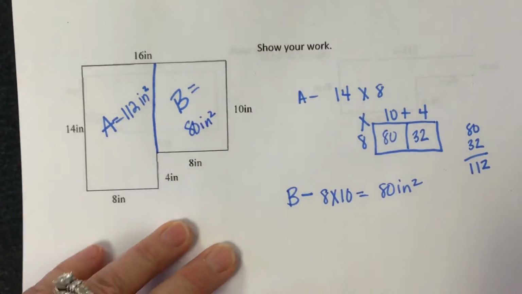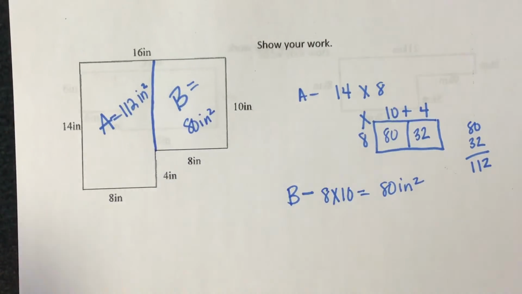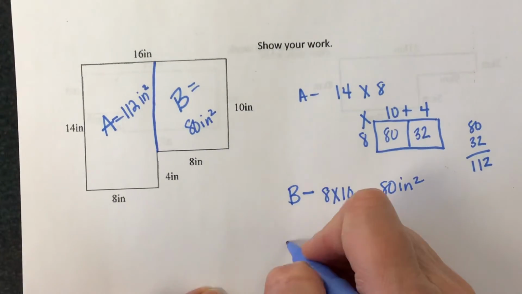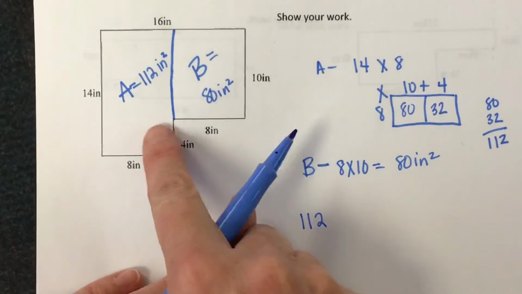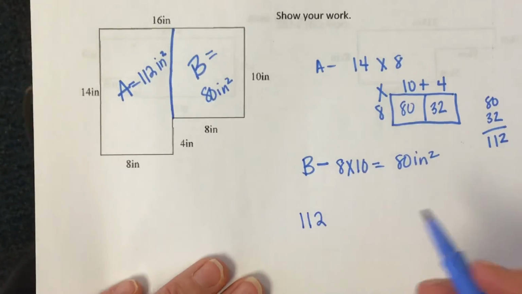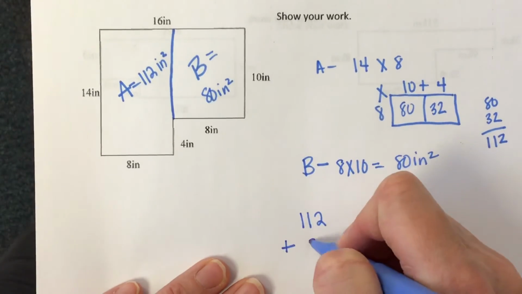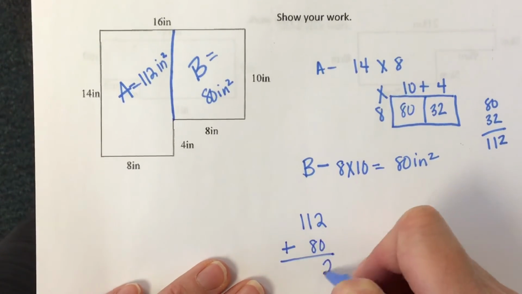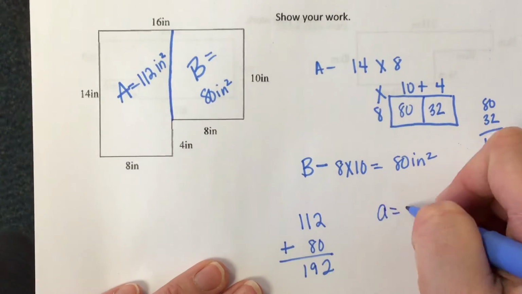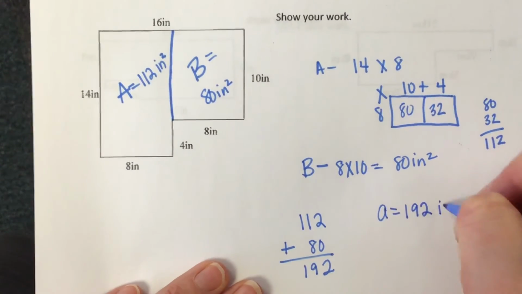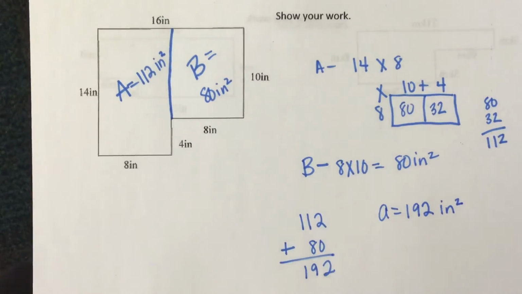So how do I figure out the total area for this shape, Callie? You add 16, 14... No, that's the perimeter, the total area. What do I do for the total area? You add. 112 plus 80. Very good. So the total area equals 192 inches squared.